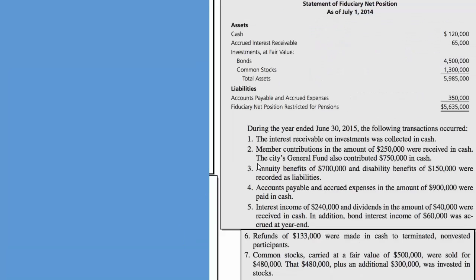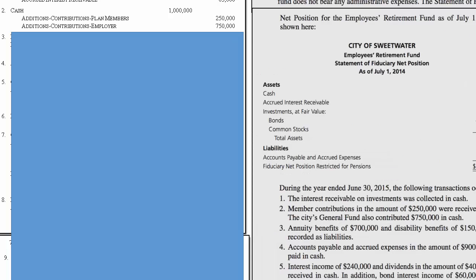All right, now if we look at the second information, they said member contributions in the amount of $250,000 were received in cash. The city's general fund also contributed $750,000 in cash. If you look top left, that means that $1 million in cash was received, so we're going to increase cash by $1 million, and we will credit additions, contributions from plan members of $250,000, and additions, contributions from the employer of $750,000.